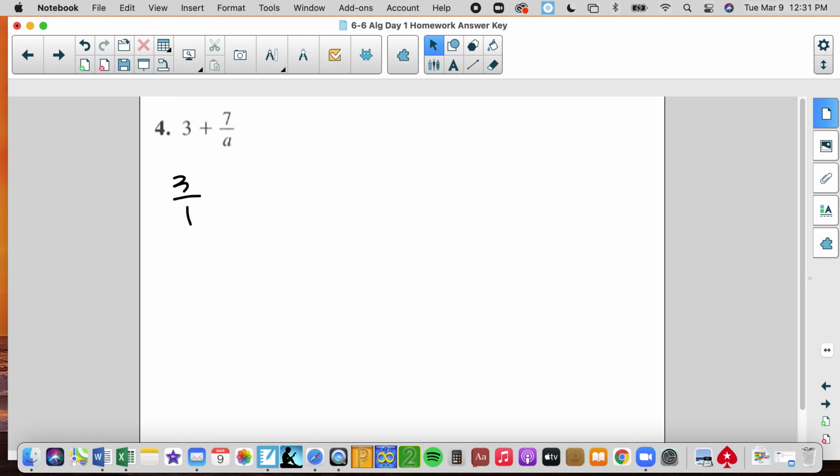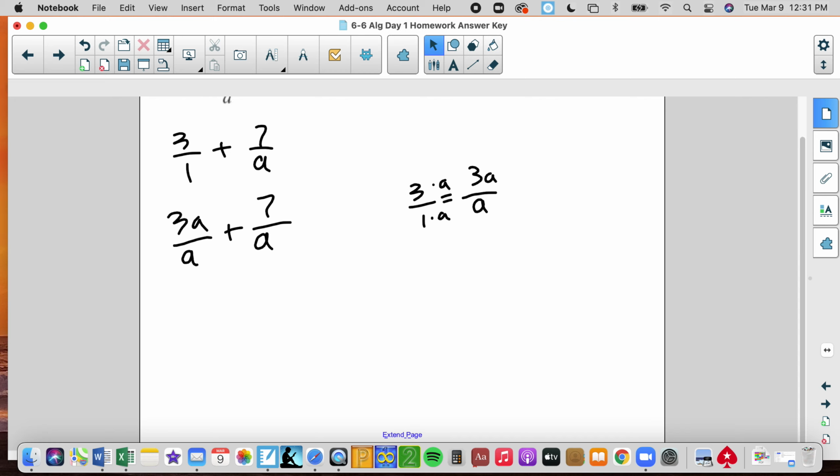Again, we have 3 over 1, 7 over a. Common denominator is going to be a. Equivalencies, 3 over 1 equals how many a's? We're going to multiply it by a to get 3a. And we see that it's already in a's, so we just rewrite that fraction as its original. We have like denominators now. Let's combine their numerators over one of them. We can't factor that numerator, so we leave it as 3a plus 7 over a.